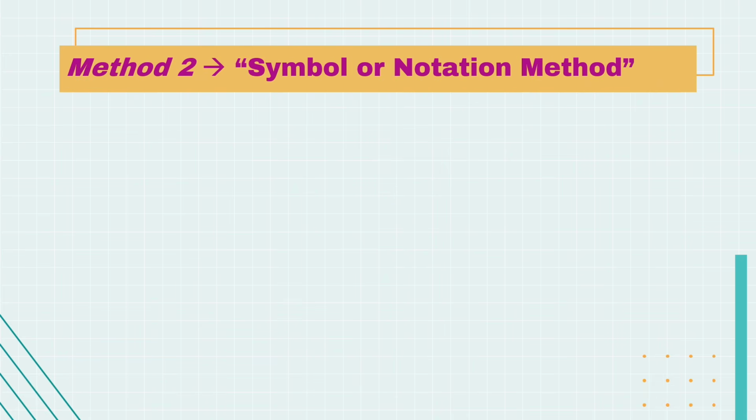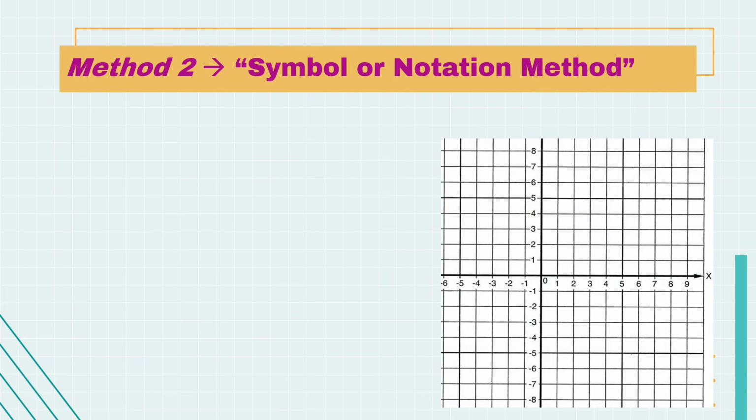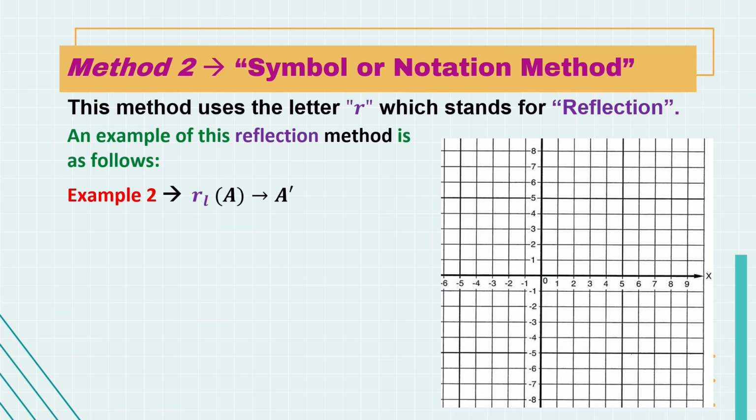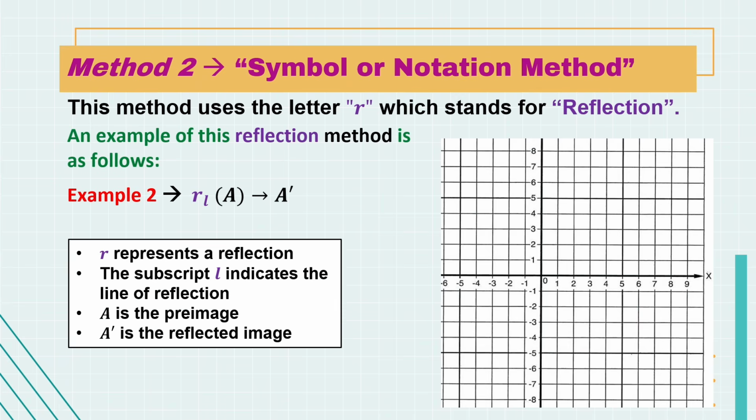The second method is the symbol or notation method. This method uses symbols to describe the reflection. The letter R stands for reflection. The subscript tells us the line of reflection. And the figure inside the notation is the pre-image or the original figure. Then the result is the reflected image. For example, if we see notation involving R, we should ask, what figure is being reflected? Over what line is it being reflected? And what is the resulting image? This method is shorter and more formal, so it is commonly used in textbooks and written mathematical solutions.